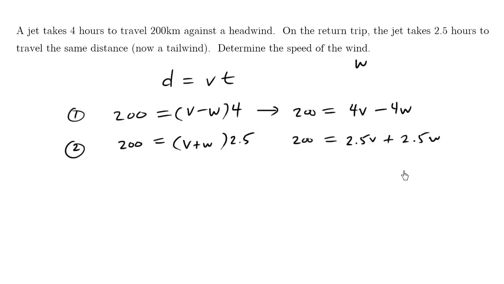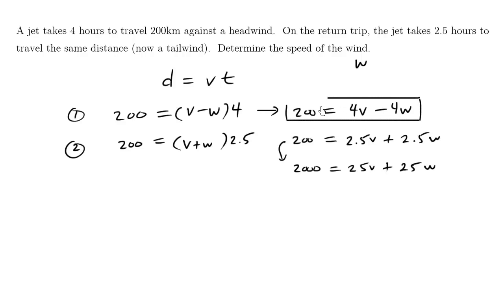Now it's up to you how you want to do this. You can solve for v in terms of w with one of these equations and plug it in using substitution, or you can try using elimination, and I'm just going to use elimination here. So if I multiply this equation by 10, it becomes 2000 equals 25v plus 25w. I want to get rid of the v's. So I'm looking at this top equation here, which has a v value of 4, and then this equation here, which has a v value of 25.